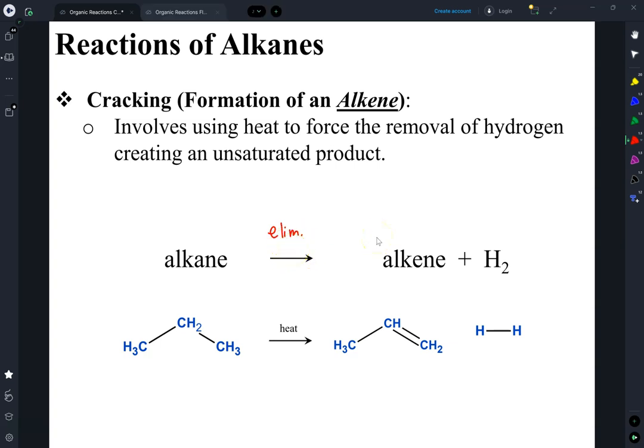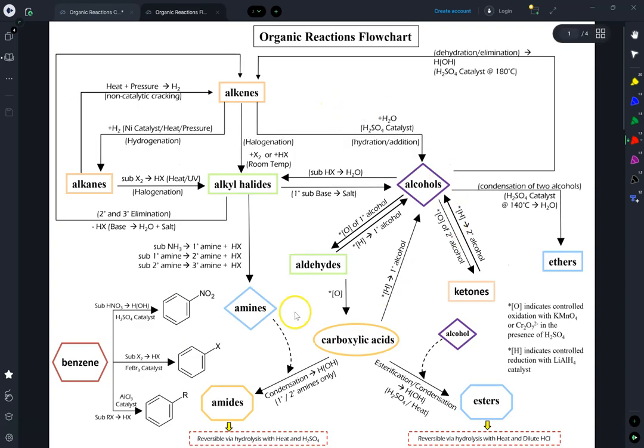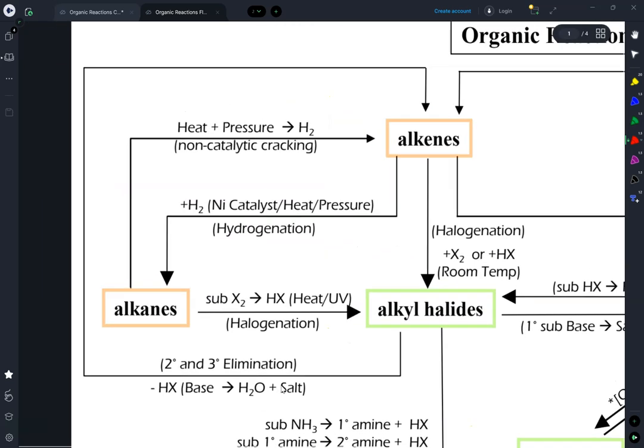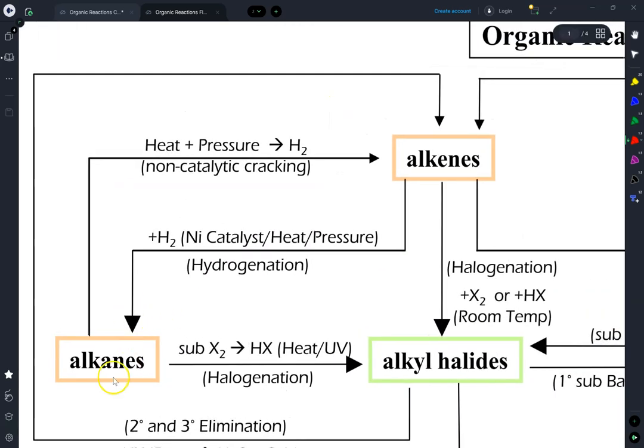Now, to help us keep track of all the different types of chemical reactions we'll be covering in this video, let's create a flowchart that summarizes everything we learn. Over here, we just talked about cracking, where we are converting alkanes into alkenes with the aid of heat and pressure. Of course, hydrogen gas is released, and this is a type of elimination reaction. We should also note that this reaction must occur under anaerobic conditions.